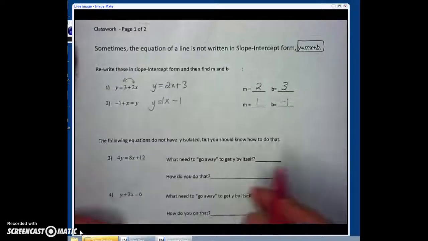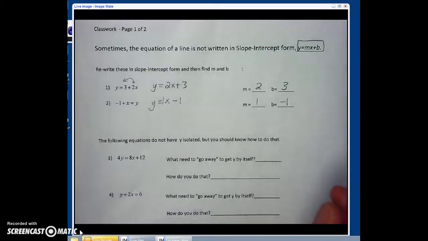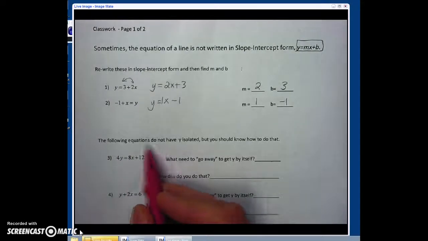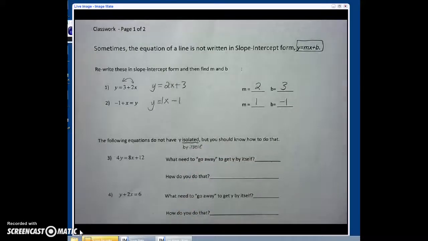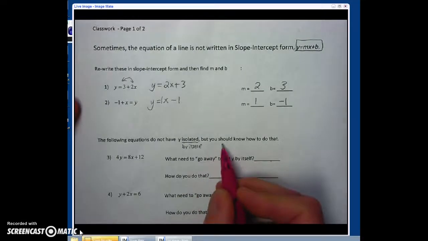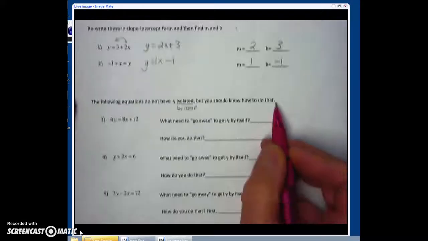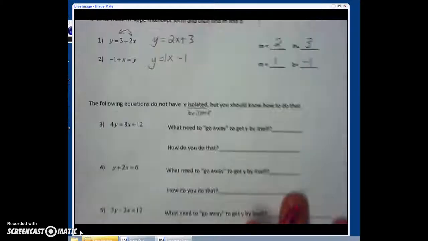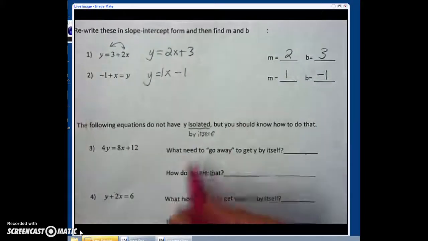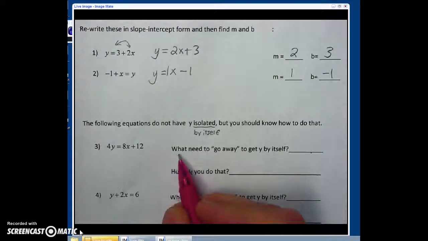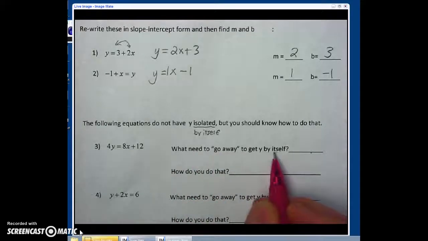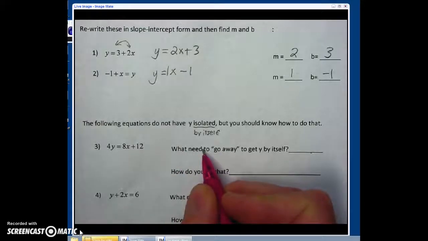Okay, so let's move on to what you're actually going to be doing today on your homework. So the following equations do not have y isolated. That keyword means by itself. Like if I wanted to isolate one of you, I'd put you off in the corner and have you by yourself. And it says you should know how to do that. Well, you do. You actually do know how to do that. So let me take a look at this first problem, number 3. And by the way, there is a grammatical error in this question here. See if you can figure it out. Hopefully you decided that it should have an S after the word need here.